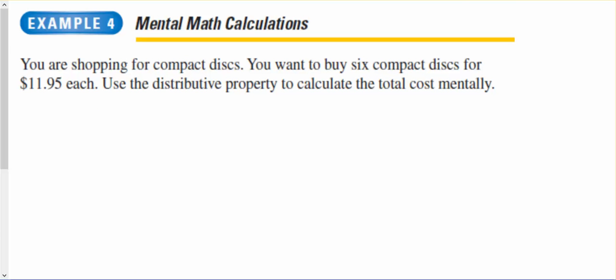Using mental math. You are shopping for a compact disc. You want to buy 6 compact discs for $11.95 each. Use the distributive property to calculate the total cost mentally. So we're going to do this mentally, but I'm going to show you what we're thinking.